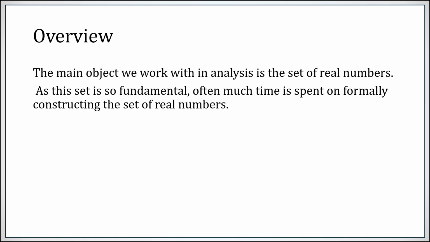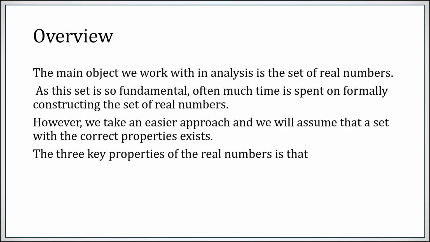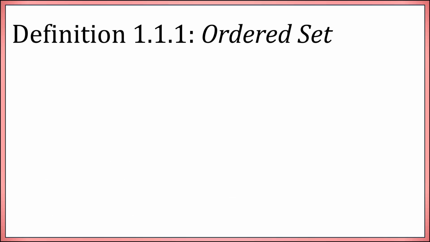Now, this set is so fundamental, and often a lot of time is spent just to formally construct what the set of real numbers is. But we're going to take a more direct approach and assume that a set exists with the relevant properties. The three properties that we need the real numbers to have is that it is an ordered set, it is complete with respect to this order, and it's a field. And we're going to define all of these terms presently.